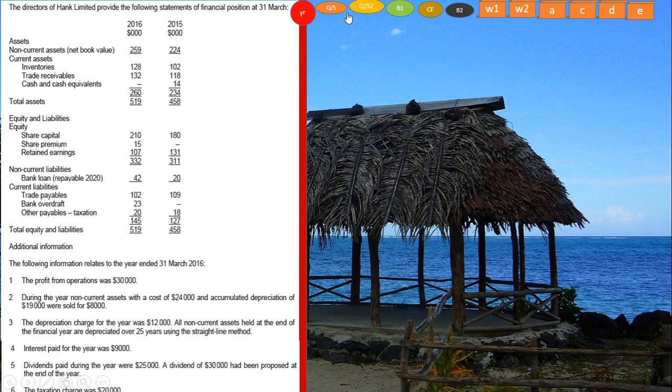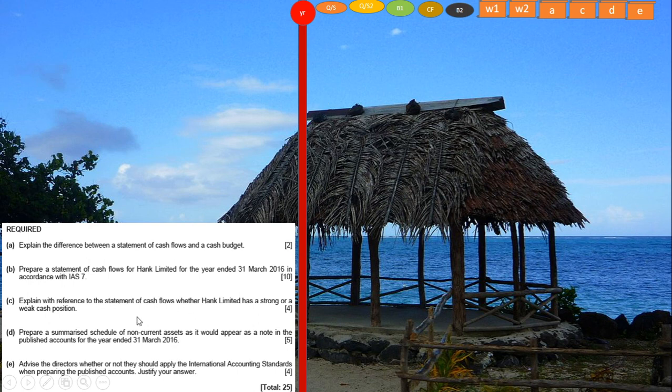So let us have a look at the second question. First is done, B is done. Explain with reference to the statement of cash flow whether Hang Limited has a strong or weak cash position. Okay, number C. Now, based on our cash flow answer, we need to explain this. So let's have a look at how this has been done. Number C.